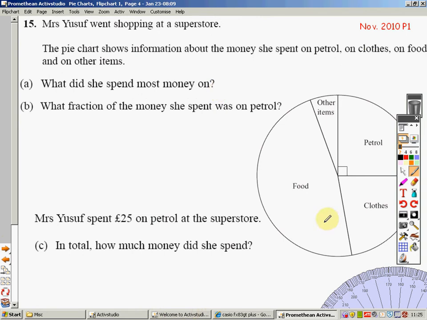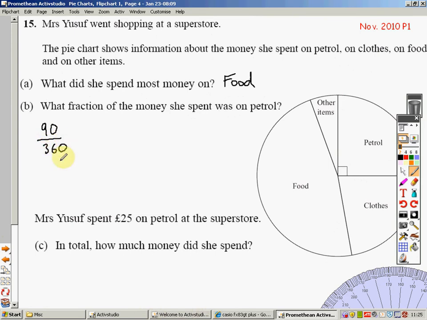Well, the biggest section there is food. I hope you got that correct. What fraction of money did she spend on petrol? Now, petrol is this section in here, and it's a right angle. So it's telling you it's 90 degrees. So you know it's 90 degrees out of the 360.